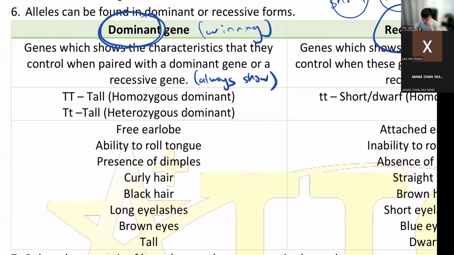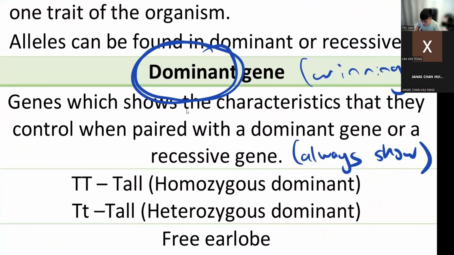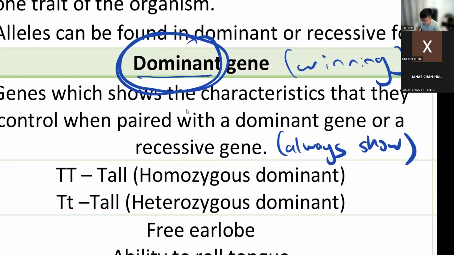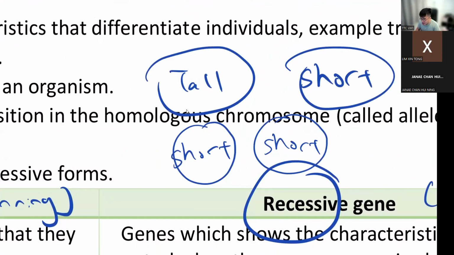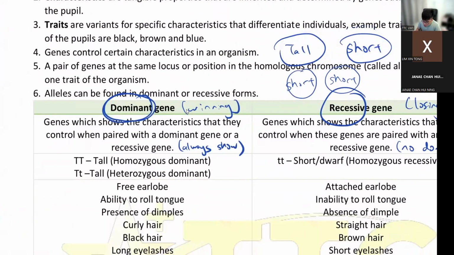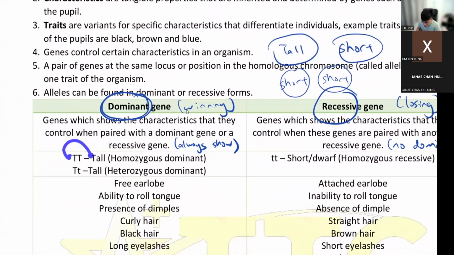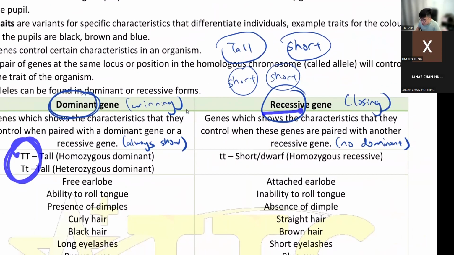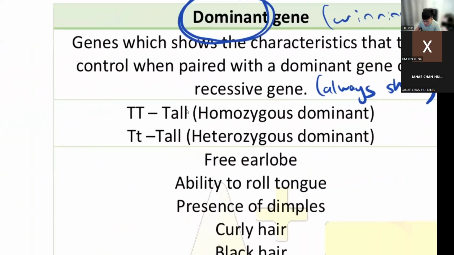Which brings me to this. Usually, guys, for dominant genes, if I ask you to write tall, short like that, it's very tiring, right? So usually, for dominant genes, we use a capital letter. For recessive genes, usually we use a small letter. Which brings me to this.